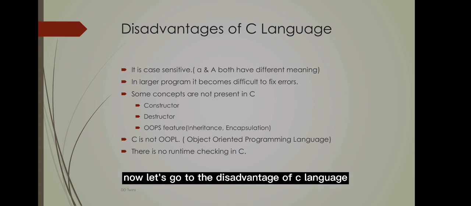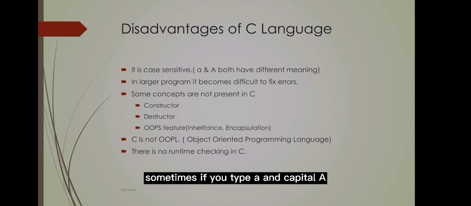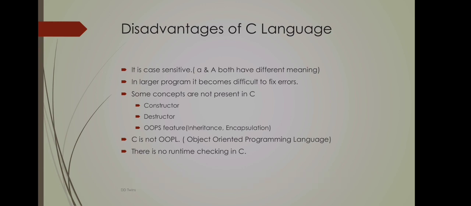Now let's go to the disadvantages of C language. It is case sensitive. Case sensitive means, suppose you type small a and capital A, both have a different meaning to the compiler. So whenever we write a C program, we must understand that it is case sensitive and that A and B have different meanings. So we must not confuse them while writing programs. We will even discuss it in the coming videos, so don't worry. In larger programs it becomes difficult to find errors.